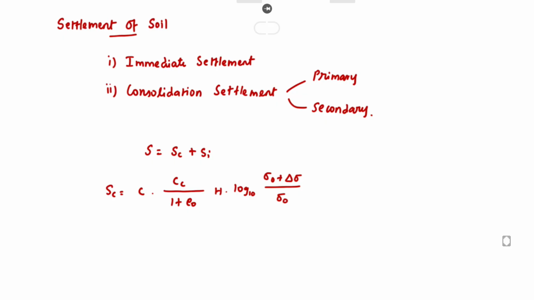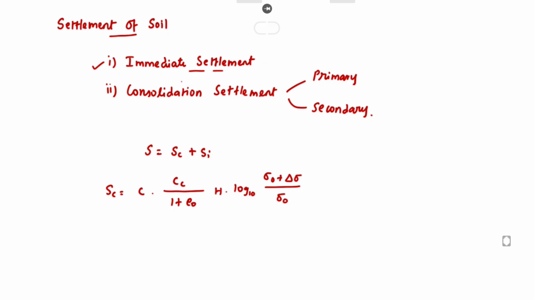So the settlement is broadly classified into two types, that is immediate settlement and consolidation settlement. Immediate settlement means that after applying the load, the soil will settle down immediately due to some immediate actions of the overburden. So that is called immediate settlement.